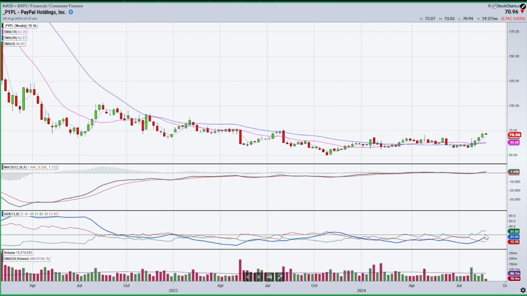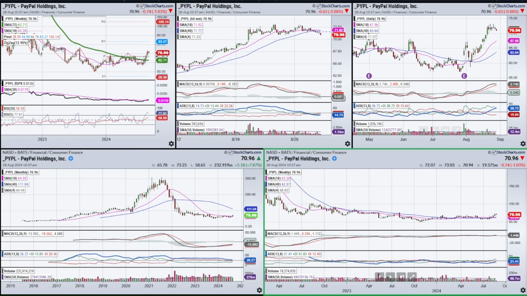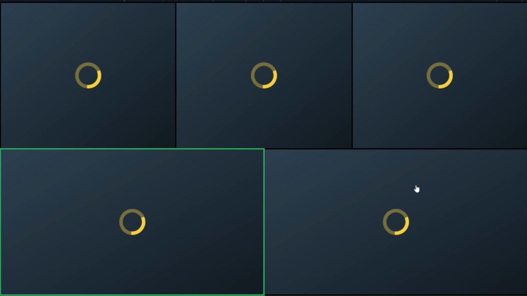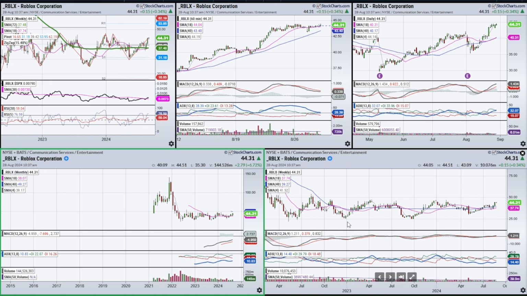We're getting green DI breaking out, and that's causing the ADX to move. We got good volume associated with it. We're getting back above these key highs here. We need a pullback to hold the 18-day. I would say that would be my interest. That's where my interest comes in.